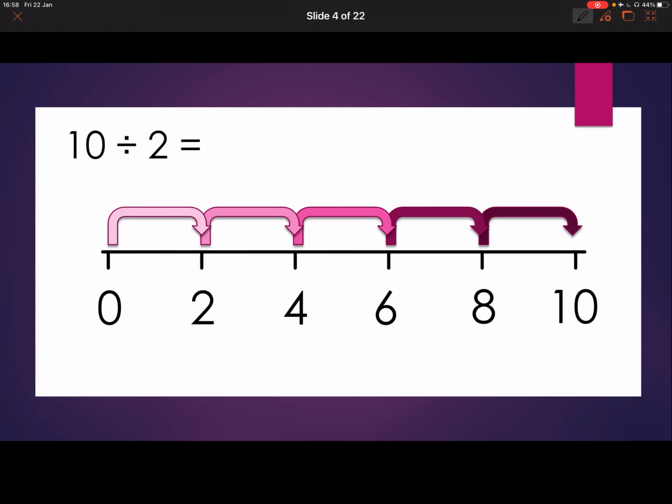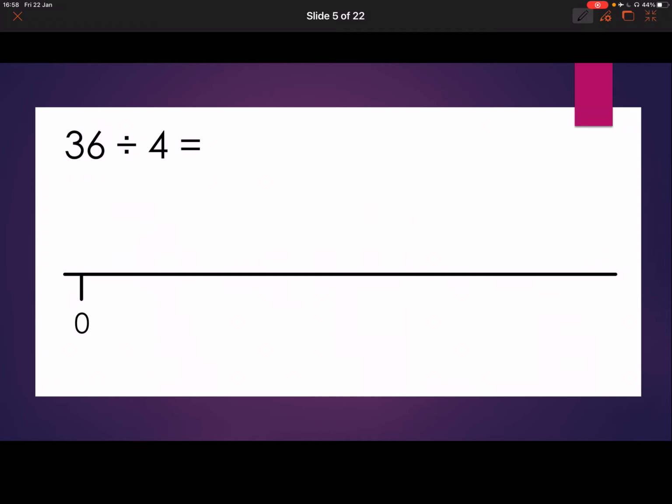I don't need the blocks in there at all. I can just have a number line. 10 divided by 2 is 5 because I need 5 jumps of 2 to get to the number 10. So let's do some other ones. How many jumps of 4 do I need to get to 36?